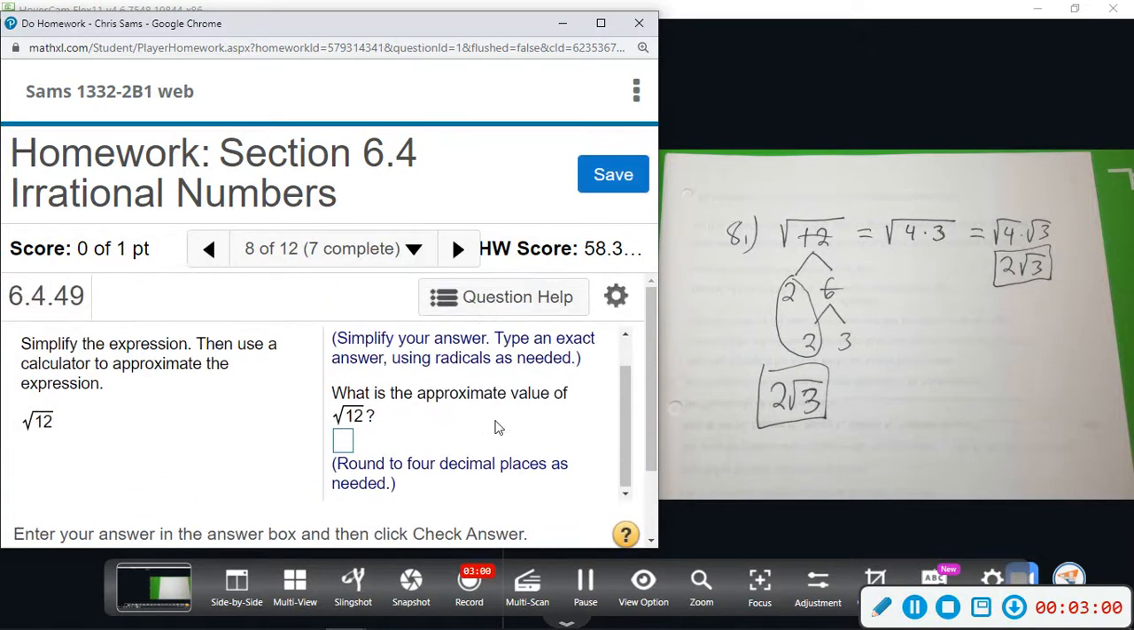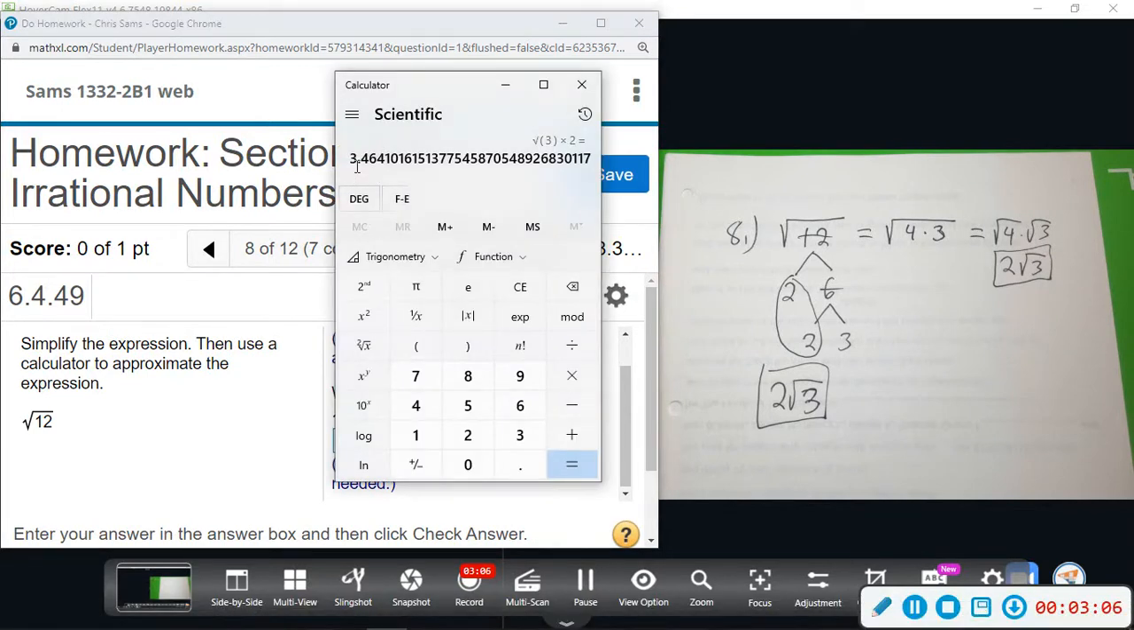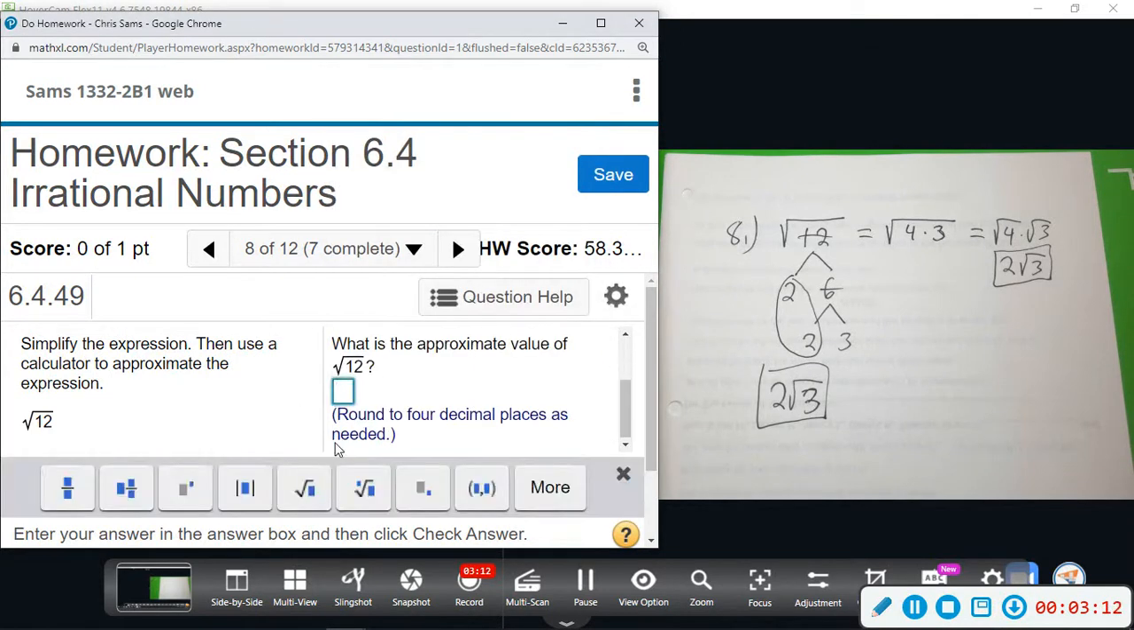Alright, now what is the approximate value? Round to 4 decimal places. We've typed it in already. 3.4641.